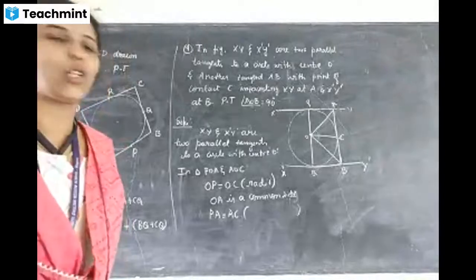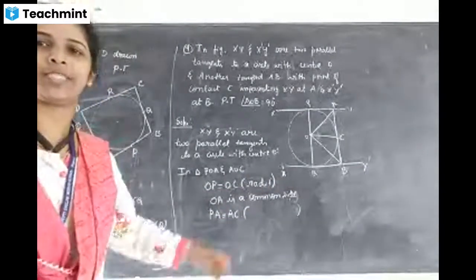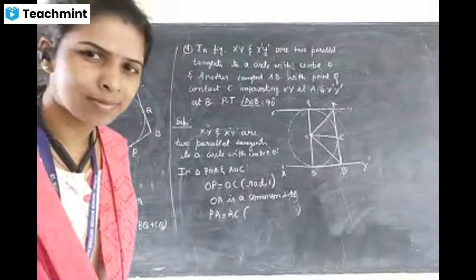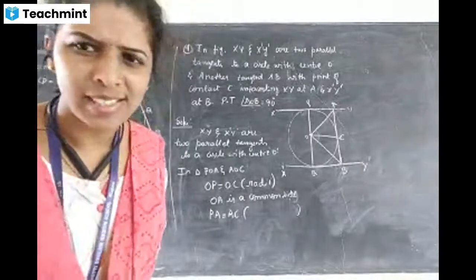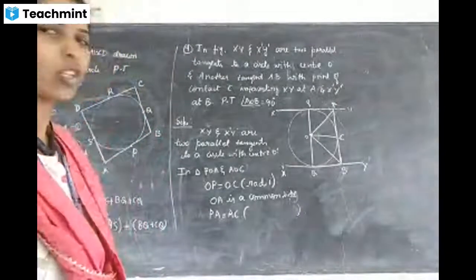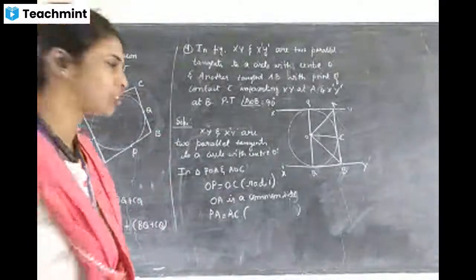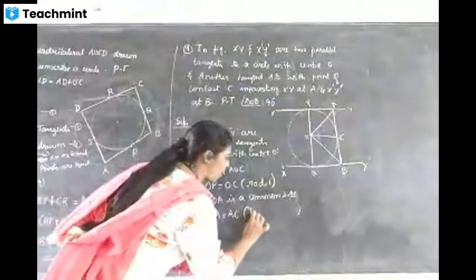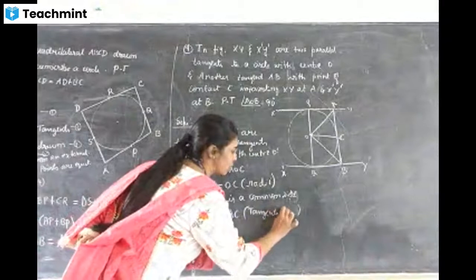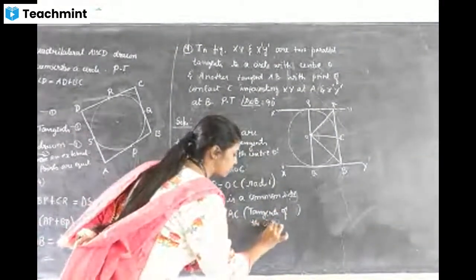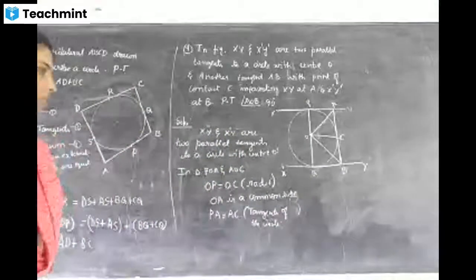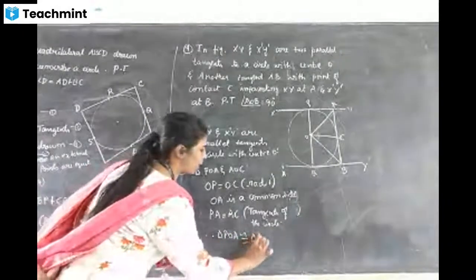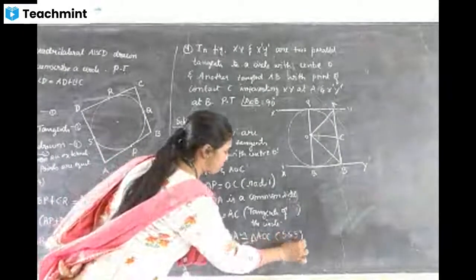Simply teacher told, that's the reason, right? No, write the reason. Tangent, teacher. Yes. AP and AC are the tangents drawn from an external point, tangents of the circle. Therefore, triangle POA is congruent to triangle AOC because of SSS criteria.